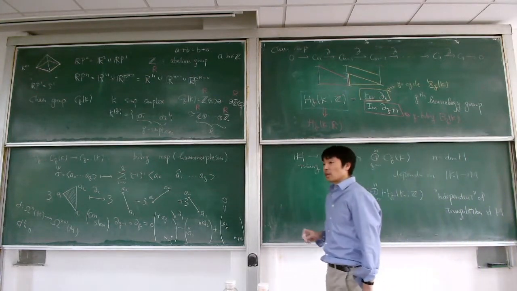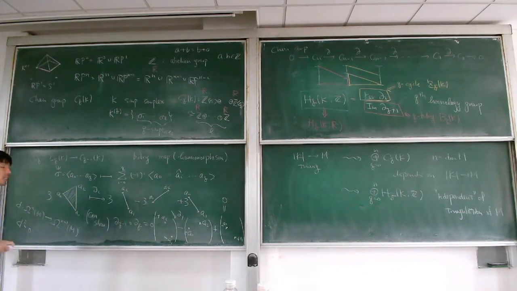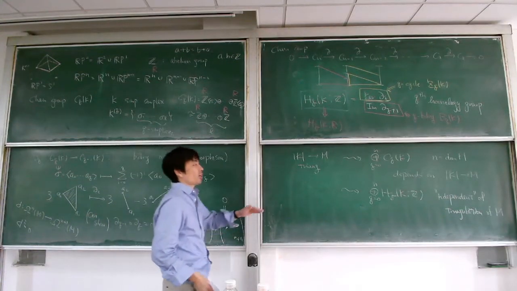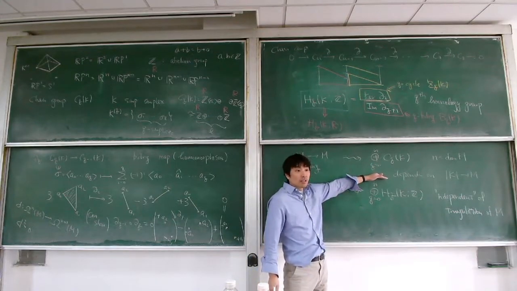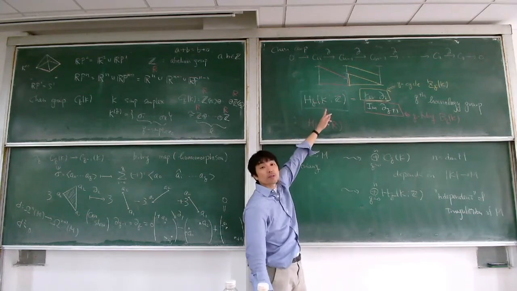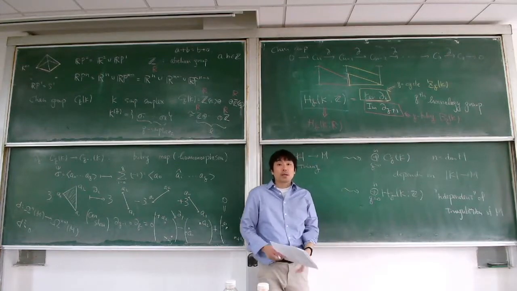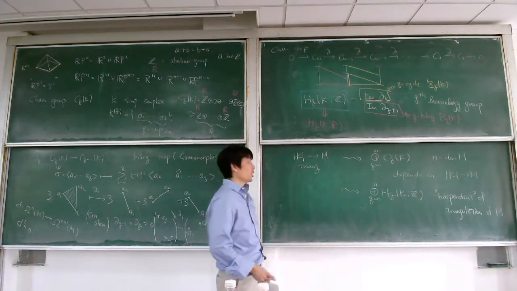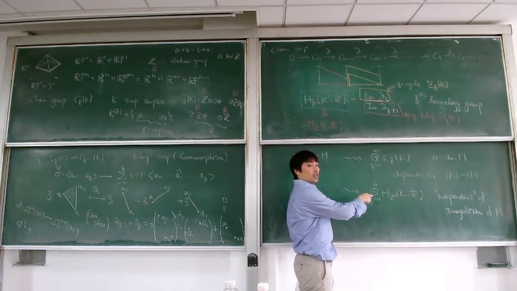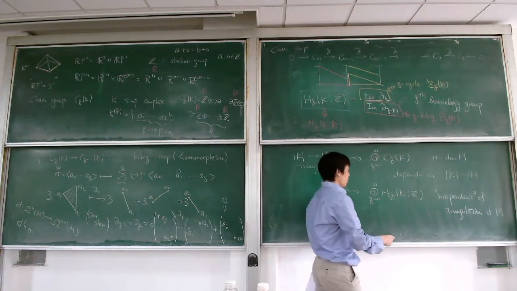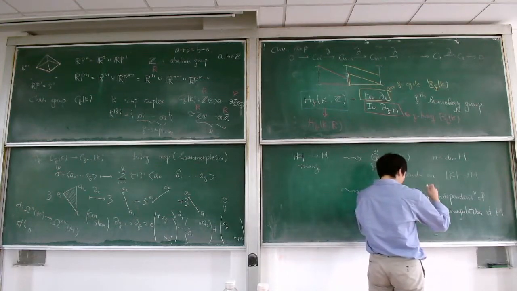This is the essence of the homology group. If you consider the chain group, it depends on the triangulation. However, once you take the difference between cycles and boundaries, this becomes independent of the triangulation. So therefore, this has the information of the manifold, and K can be replaced by M.